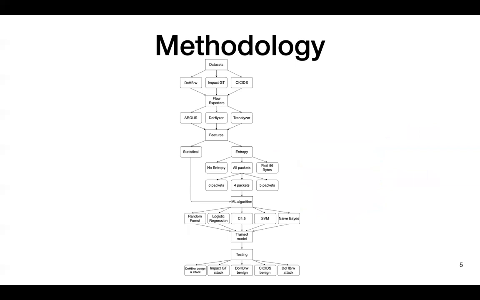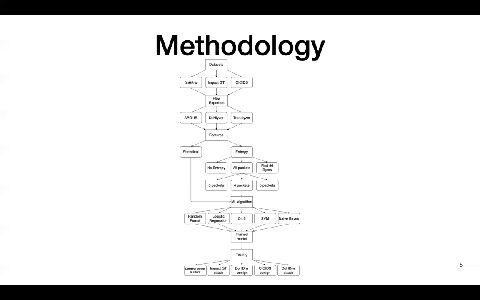The figure shows the overall research methodology that we applied. Three publicly available datasets are run through flow exporters, namely Argus, DoHLyzer, and Trendlyzer2. For the entropy feature, four different scenarios are tested during the experiments. The first one does not deploy any entropy feature. The second one calculates an entropy value per flow by using all packets of a flow. The third one calculates an entropy value per flow by using the first 96 bytes of a packet's payload. And the last one calculates the entropy value using only the first n packets of a flow.